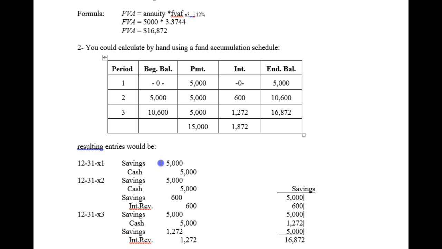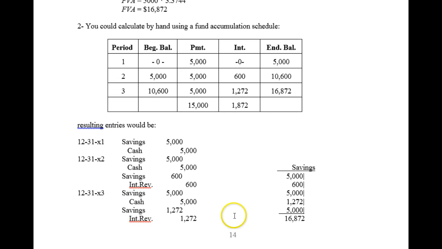Your resulting journal entries would be simple. You record the cash payment or the deposit at the end of the first year, record the second one at the end of the second year, and pick up interest on the balance in your account for the year. Record the third payment, pick up interest, which we calculated right here, on your balance for the year, and you would end up with $16,872. The key to doing this well is to remember the payments are made at the end, and so the current payment doesn't get any interest on it.